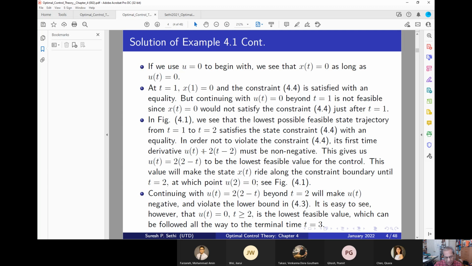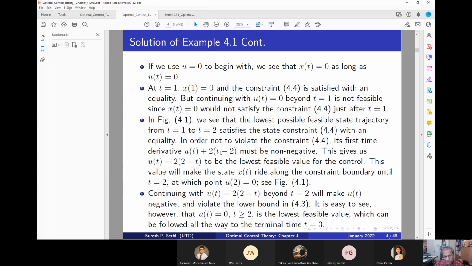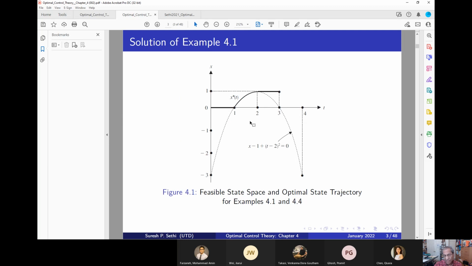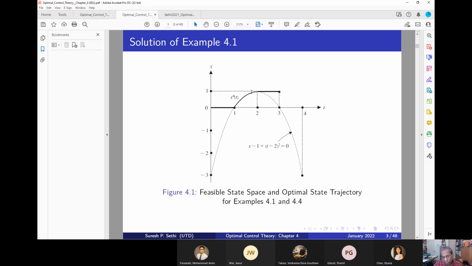And that would allow me to basically ride along that curve. So I will set u(t) equal to 2 times (2 minus t). u(t) equal to 2 minus t will give me all the way up to here. And then at 2, remember this control has already become 0 because this is a tangent here. And so it becomes 0. And then I will just keep it 0. I cannot go below because when t is bigger than 2, 2 minus t becomes negative. So to go along the curve requires negative control, which is not allowed. So I put u(t) equal to 0.